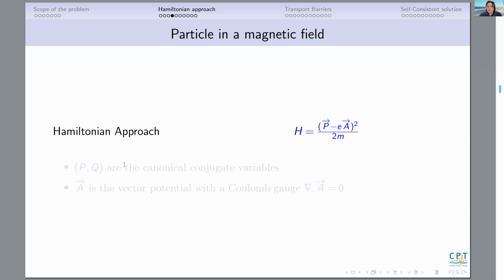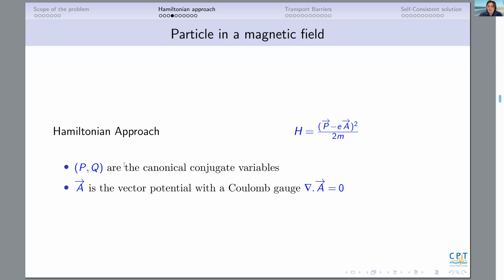I will ignore any electric field. So here P and Q are the canonically conjugated variables. A is the vector potential. And in order to simplify things, we choose to fix it in a Coulomb gauge, so the divergence of A will be 0.